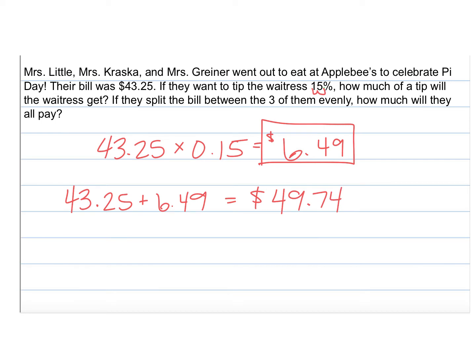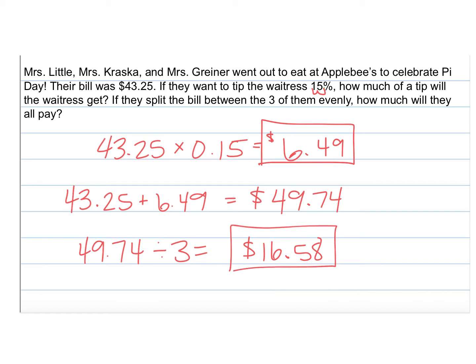But the question's not asking for the total. It's asking how much each person would pay if we split that between the 3 of us. So we are dividing that between us, which means we're going to take that answer and we're going to divide by the 3 people who are paying. So that means each person is going to spend $16.58 in order to split the bill evenly.